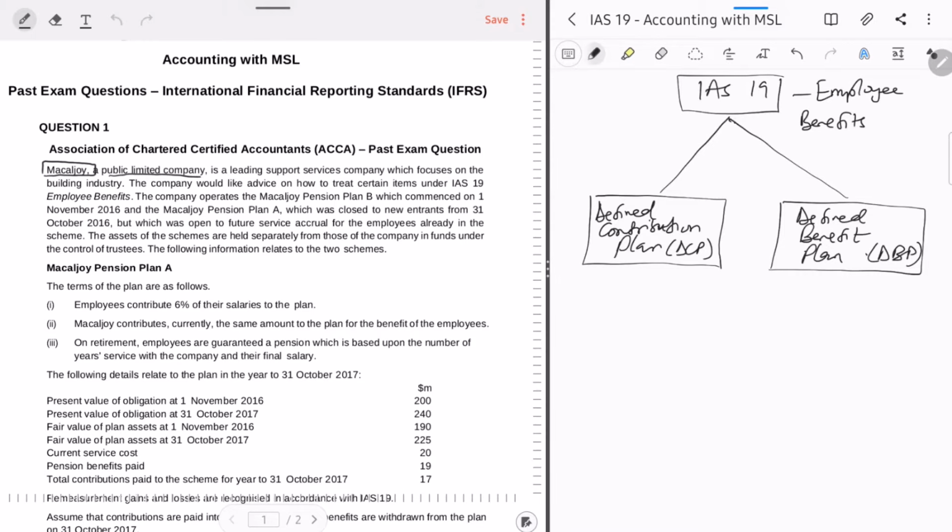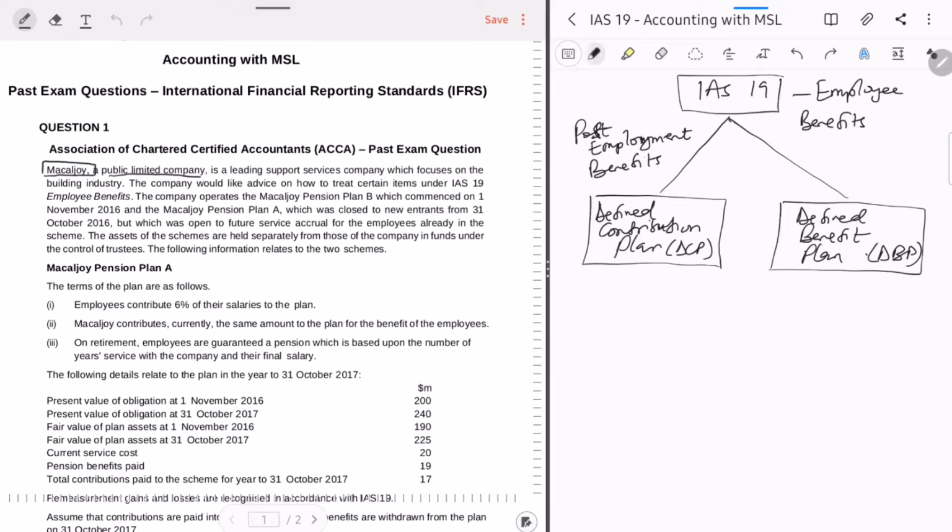All right, so these are types of what we call post-employment benefits. It means these are benefits that accrue to employees after their employment period has ended or when they are on retirement. Now, under a defined contribution plan, take note, the contribution is defined. And under the defined benefit plan, the employee's benefit is what is defined. What does this mean? Let me clarify.